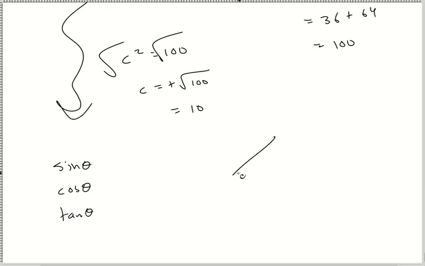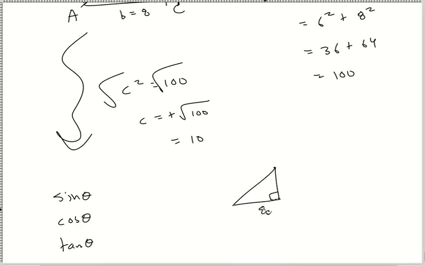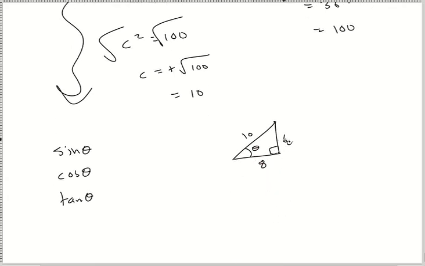So let me redraw my triangle so it's easier to look at. I had an 8, a 6, a 10, and then that's my angle theta right there. So this is, again, my opposite. This is my adjacent. And this is my hypotenuse.